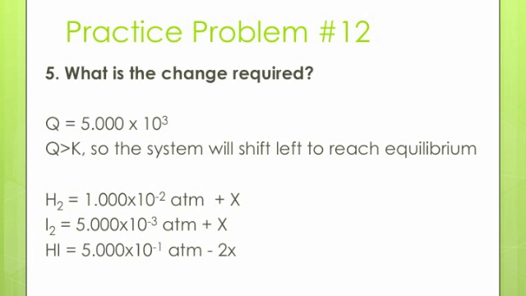This means that our products will lose X and our reactants will gain X. Hydrogen gas starts at 1 times 10 to the negative second atmospheres plus X. Iodine gas will be 5 times 10 to the negative third atmospheres plus X. And HI, our product, will be 5 times 10 to the negative first minus 2X.